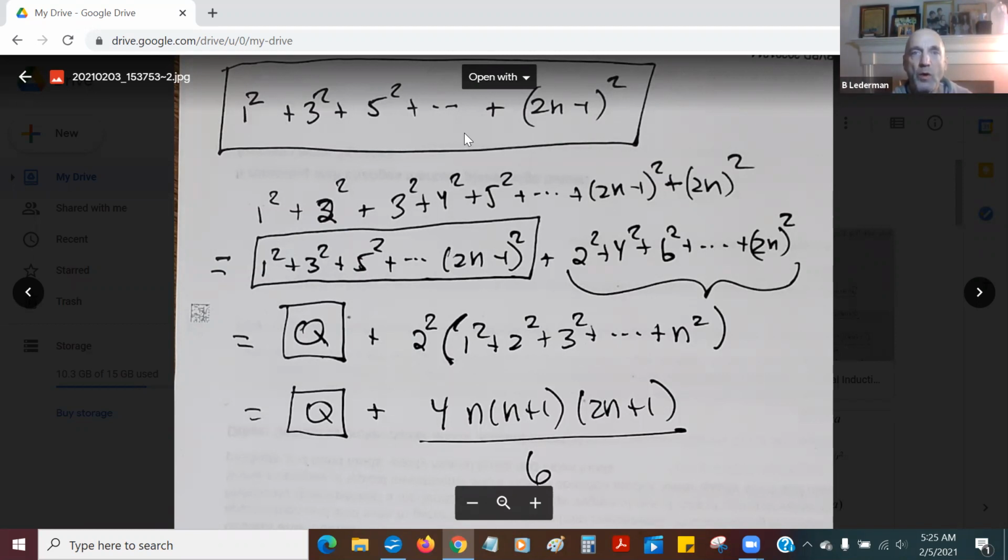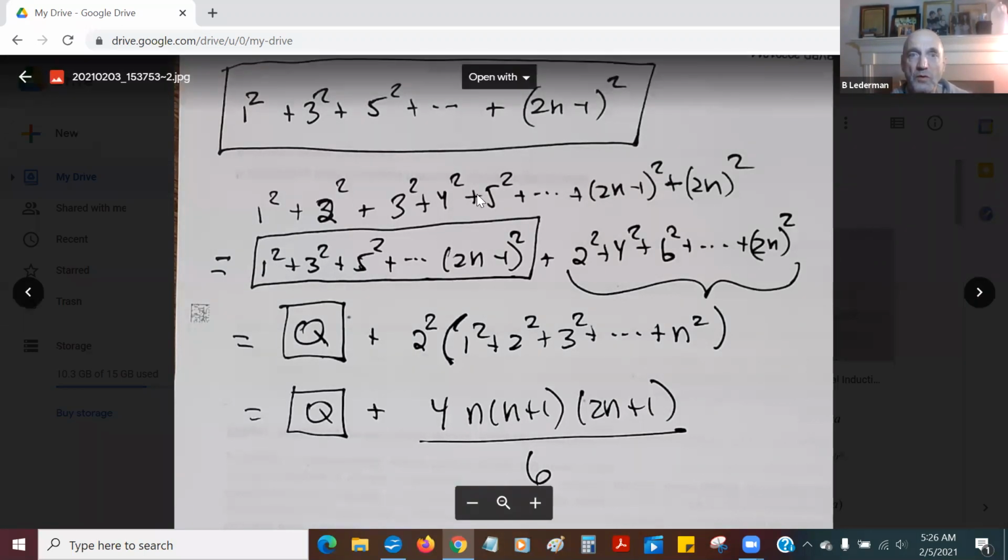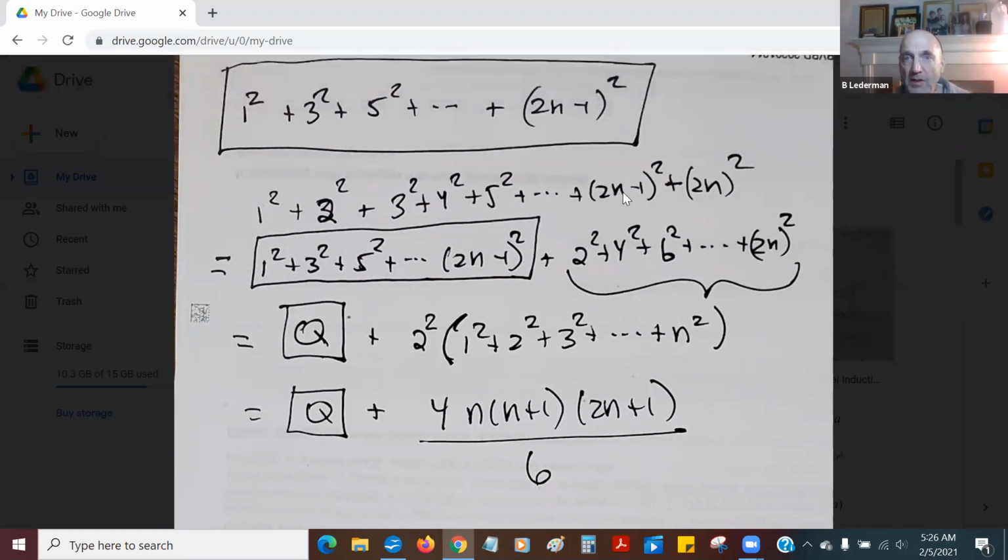So we want to derive a formula, and we want to use the fact that we already had a formula for the sum of all the squares, not just the odd squares. So let's look at a bigger series: 1 squared plus 2 squared plus 3 squared plus 4 squared plus 5 squared plus dot dot dot plus 2n minus 1 squared, and let's not forget, plus 2n squared. Here we have all the positive integers from 1 all the way up to 2n, and that includes 1 squared, 3 squared, 5 squared, 2n minus 1 squared. So everything is in there.